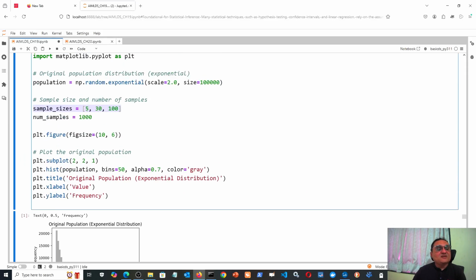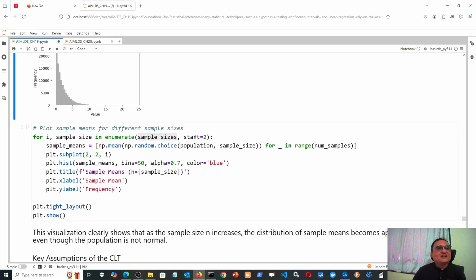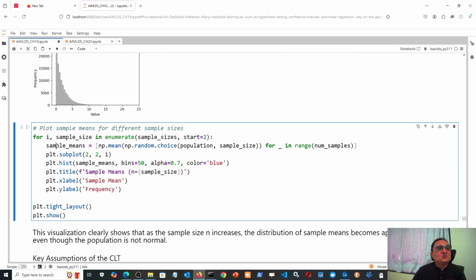That means first time it will take 5 as the sample size, next time it will take 30 as the sample size, and next time it will take 100 as the sample size. Start is equal to 2, sample means is equal to np.mean. Now this is also just a formula for mean of that, np.random.choice population sample size. Now what is the meaning?